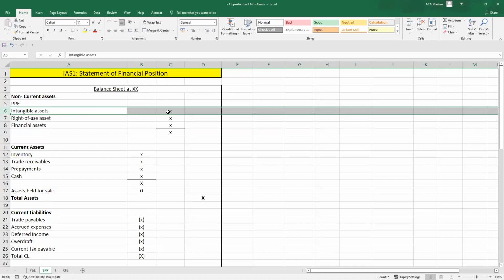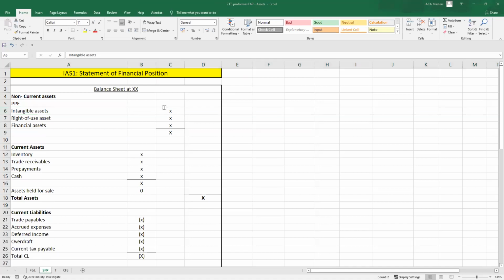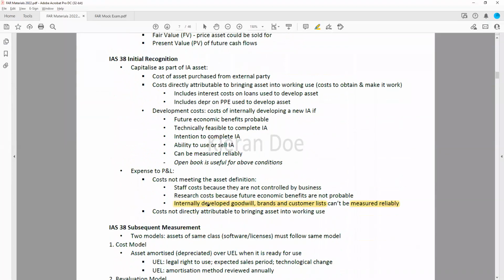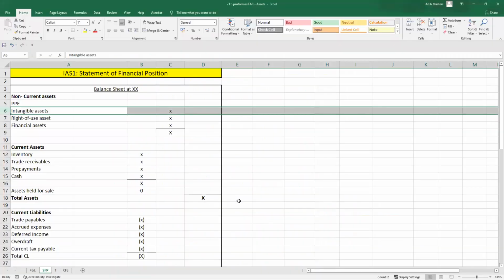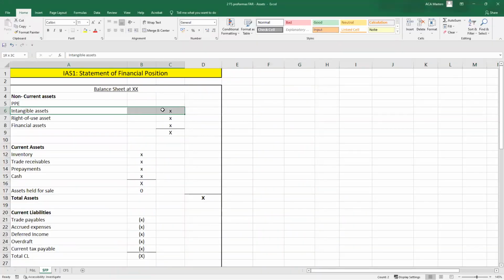Now, when we come on to looking at group accounts, we'll see that there are circumstances where internally generated intangible assets are recognized in the group accounts. We'll come to that separately. So when they're internally developed, so the companies develop them themselves, then we can't recognize them here.